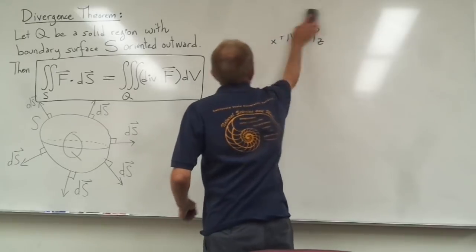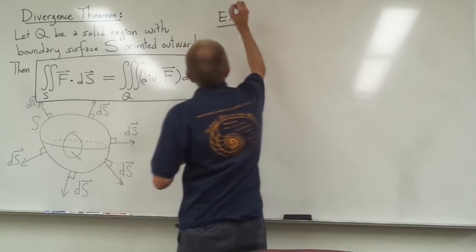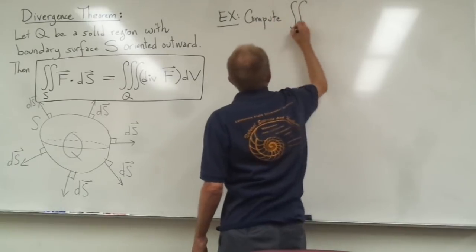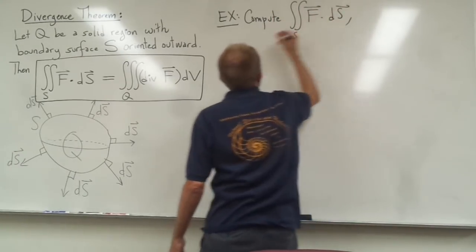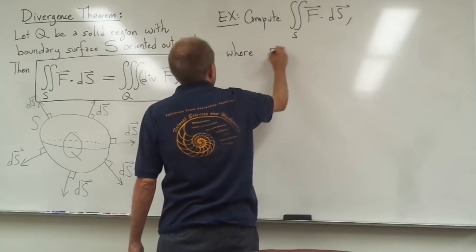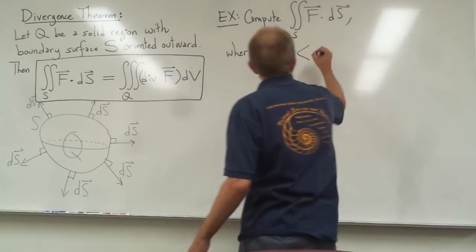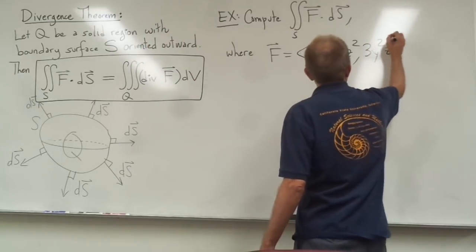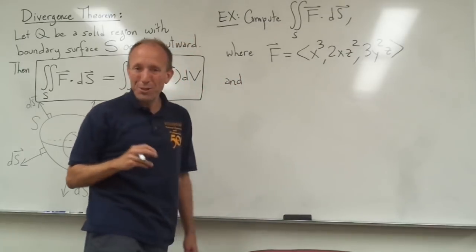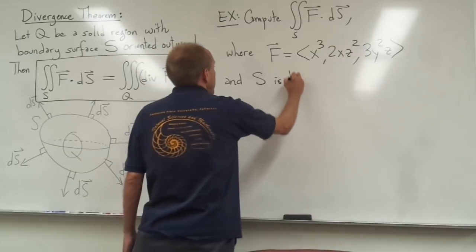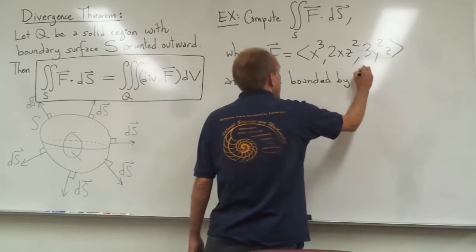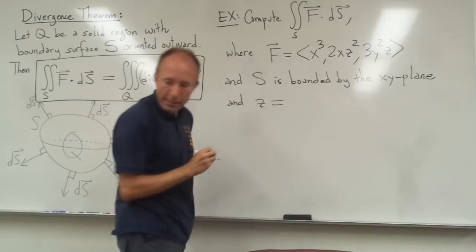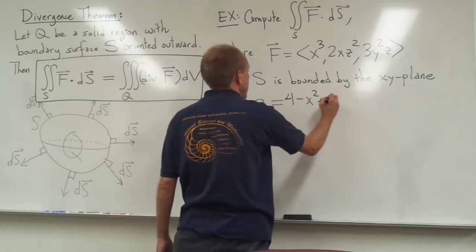Okay, so let's just do an example here. The first example I want to try is let's compute the surface integral of F dot dS where the vector field F has components x cubed, 2xz squared, and 3y squared z. And S, I have to tell you what the surface is as well, S is bounded by the xy plane and the surface z equals 4 minus x squared minus y squared.